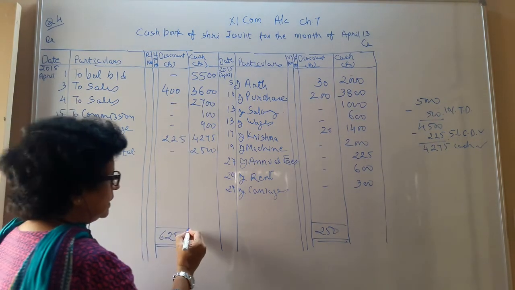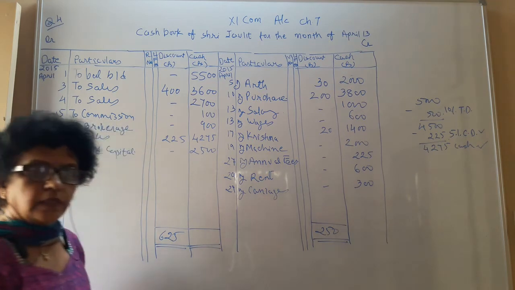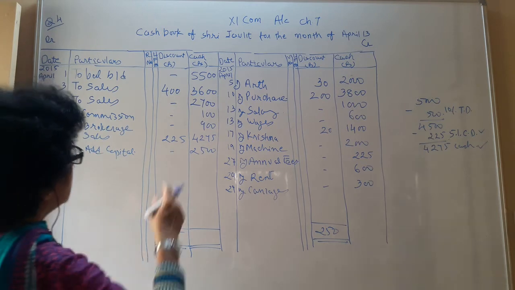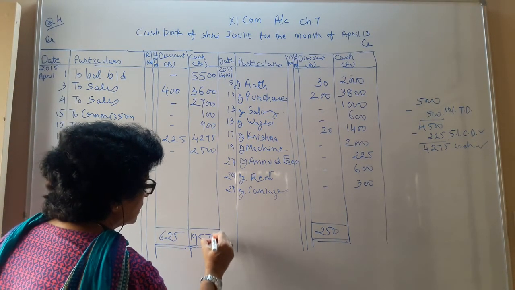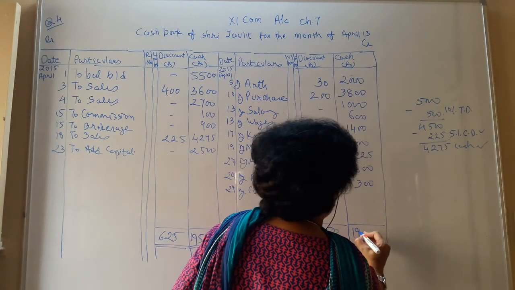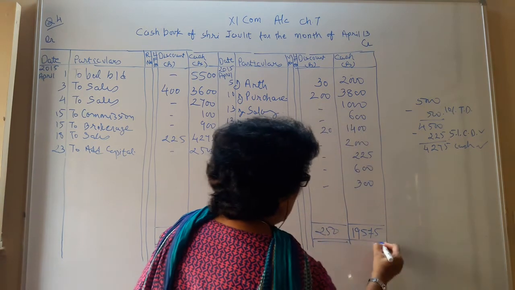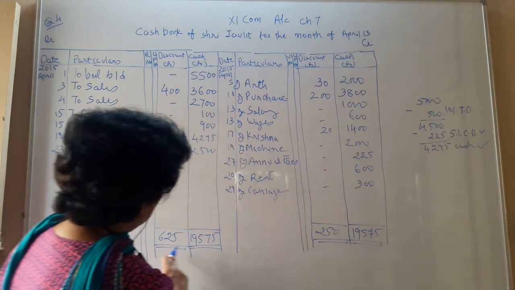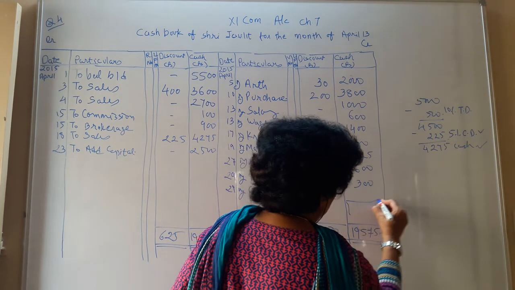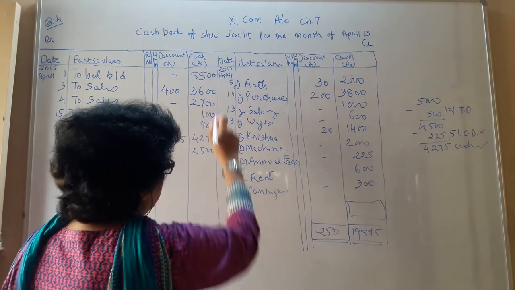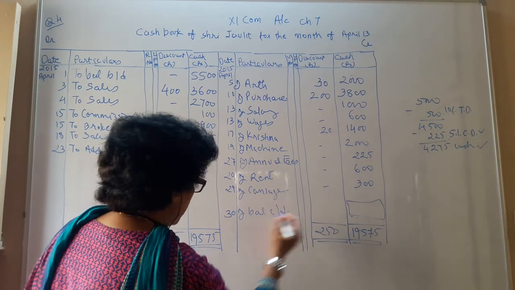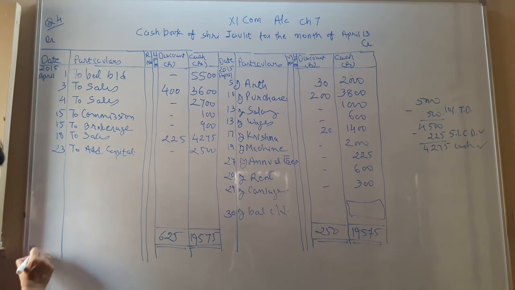Now let us work out the cash column. We have to do the debit side total of the cash first, which comes to 19,575. Whatever the total, the same is to be copied here, 19,575. After doing the total, you have to draw two lines to indicate that this is your final total. Now find out the difference. It's April, so 30th is the last day. So by balance, carry it down. And the same will be carried forward in the month of May.